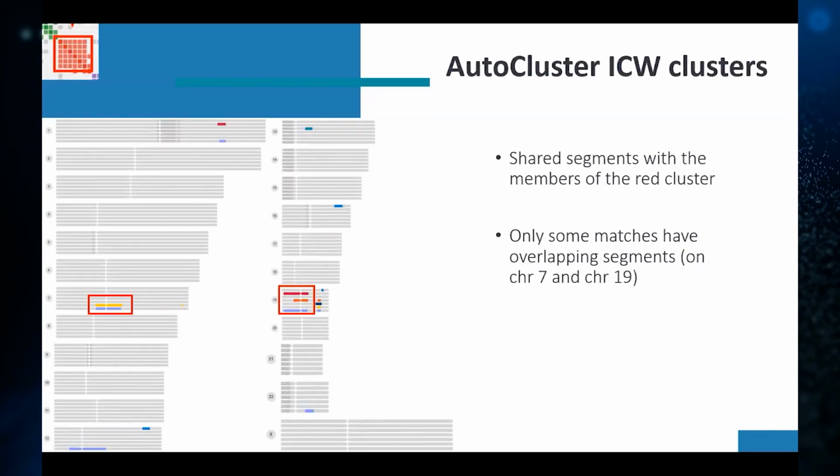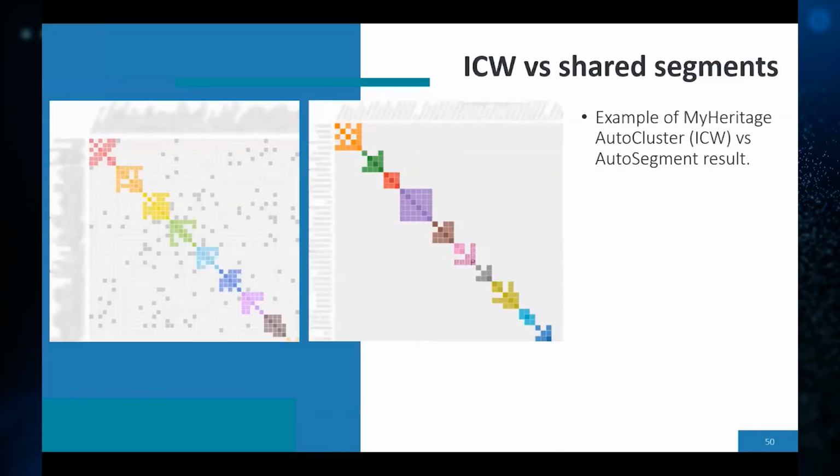Thank you. So for instance, if you compare a shared match clustering from MyHeritage versus a shared segments clustering, at the left we have our AutoCluster analysis. You can see the colors, and we see some gray cells. And at the right, we see the clustering results based on segments. It more or less looks the same, but they usually look a bit more clean. These are usually more clean results.